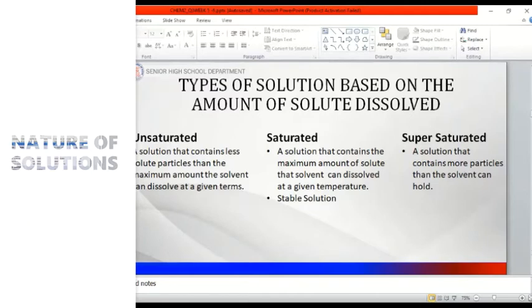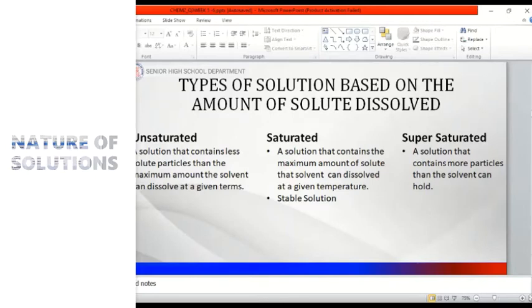So we have the unsaturated, when we have a solute, but its solute is less, we have less solute particles than the maximum amount the solvent can dissolve at a given temperature. So we have a solvent, but we just put less amount of a solute. Okay, how about saturated? So when we have saturated, a solution that contains the maximum amount of solute in a given solvent that can dissolve at a given temperature.